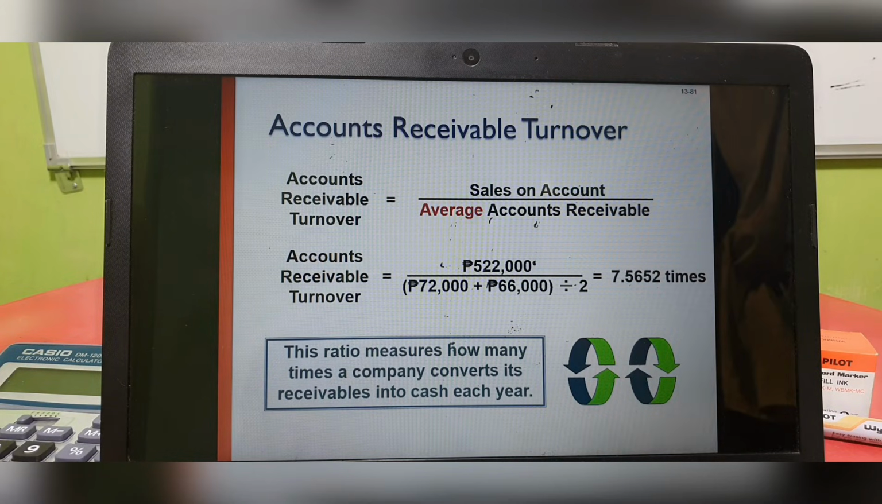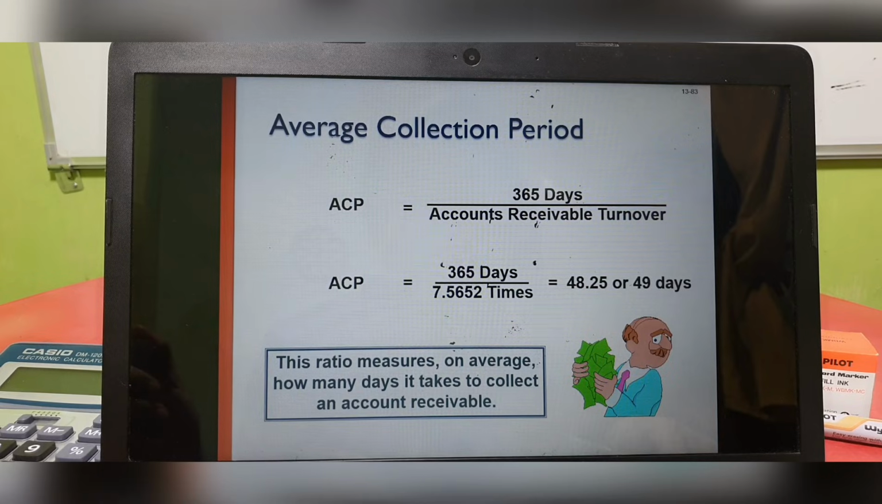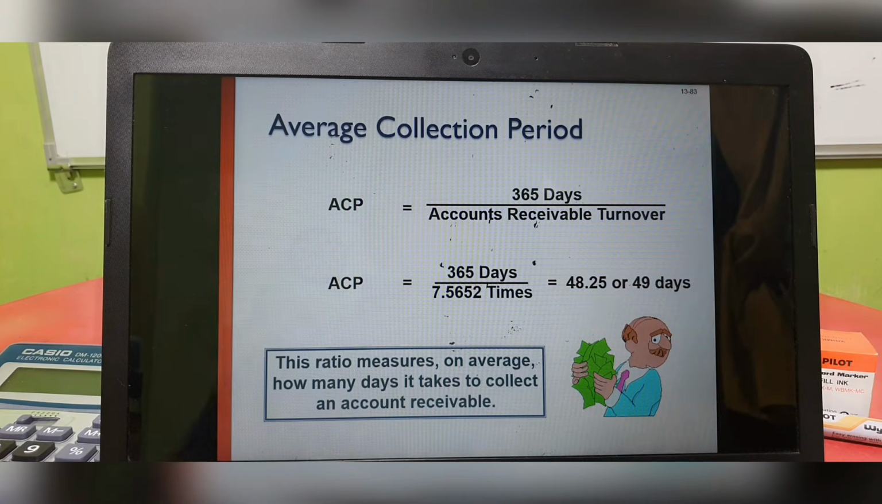Mas madali uling intindihin if you convert into days in accounts receivable. Pero, ang ibig sabihin lang naman ito, it will give us an idea how fast we are converting the receivables into cash, or in other words, how fast do we collect? So, how fast do we collect? Convert into days. So, into days, 365 over the accounts receivable turnover. Okay. So, ano ba yung accounts receivable turnover? Yung na-compute kanina. And that will give us 48.25 days. Again, round up po tayo kasi that's another day. So, 49 days. What does it mean?